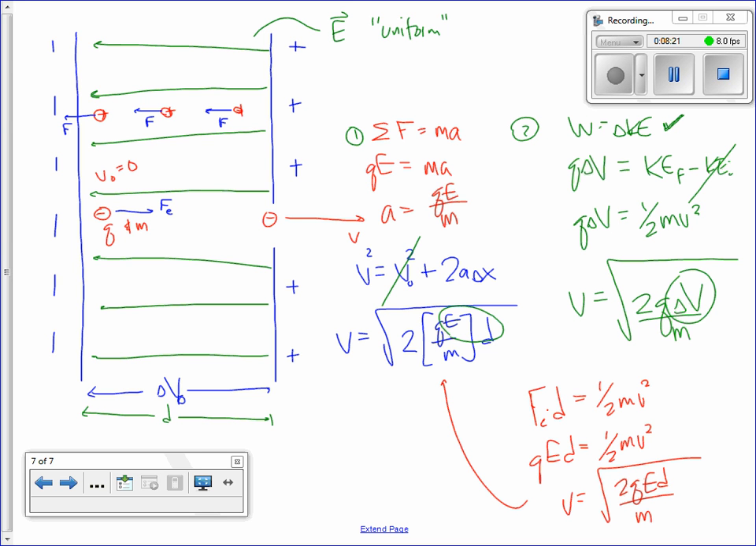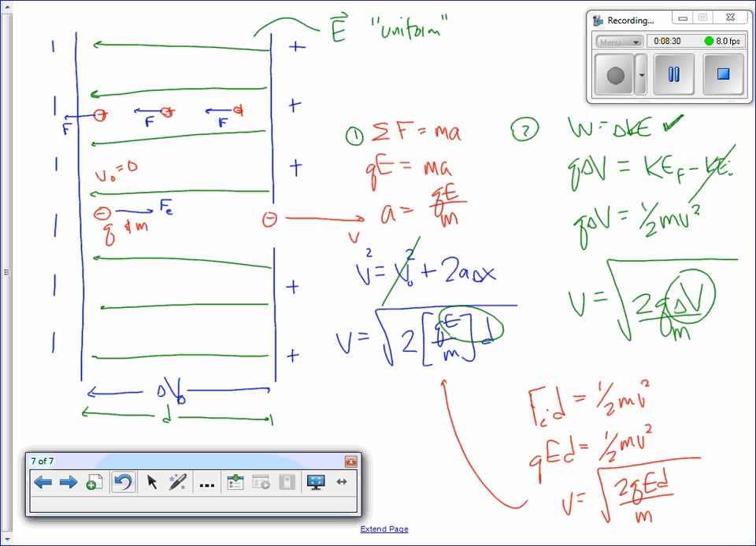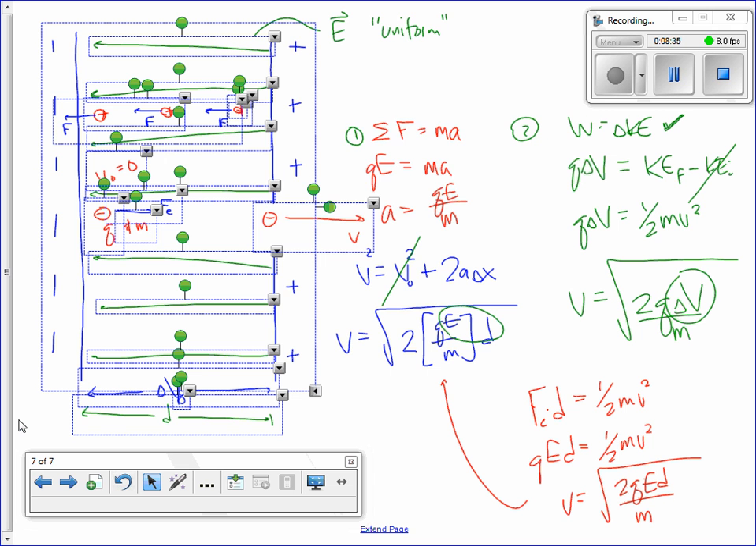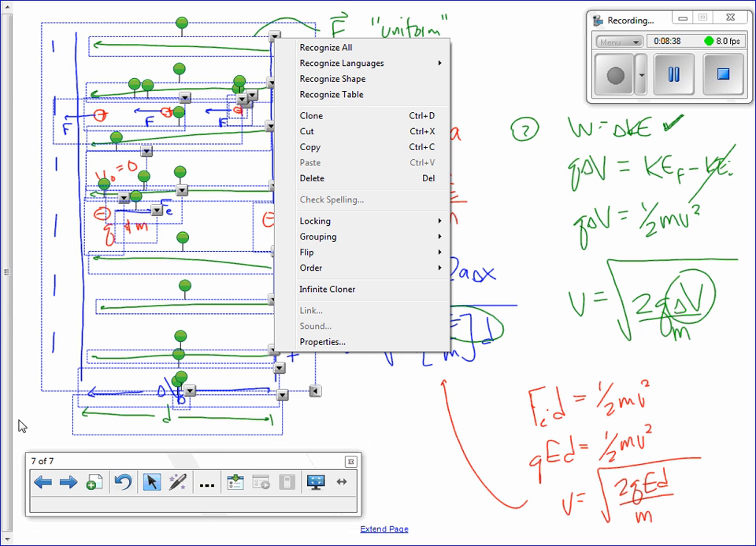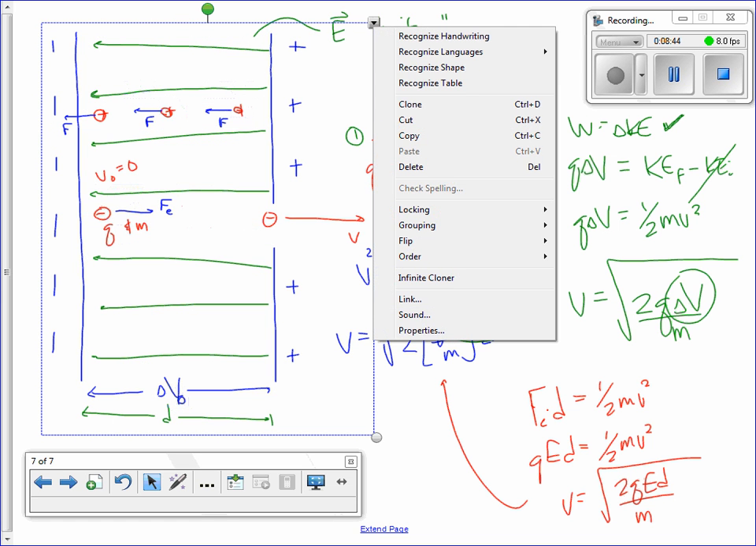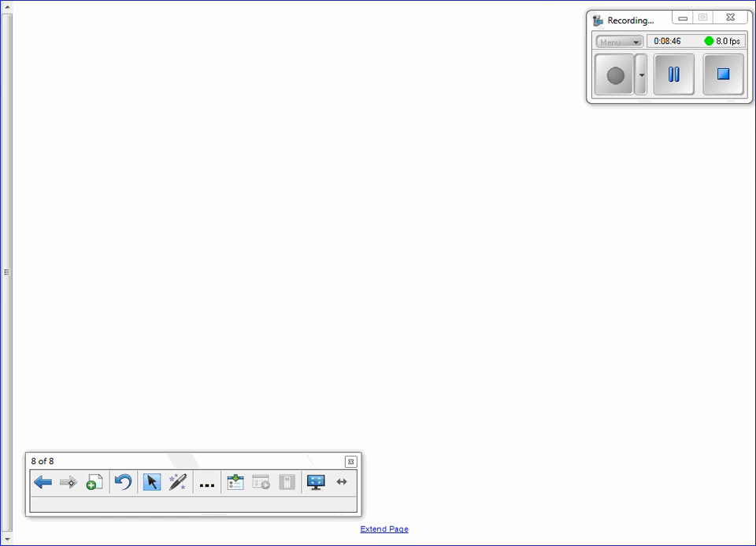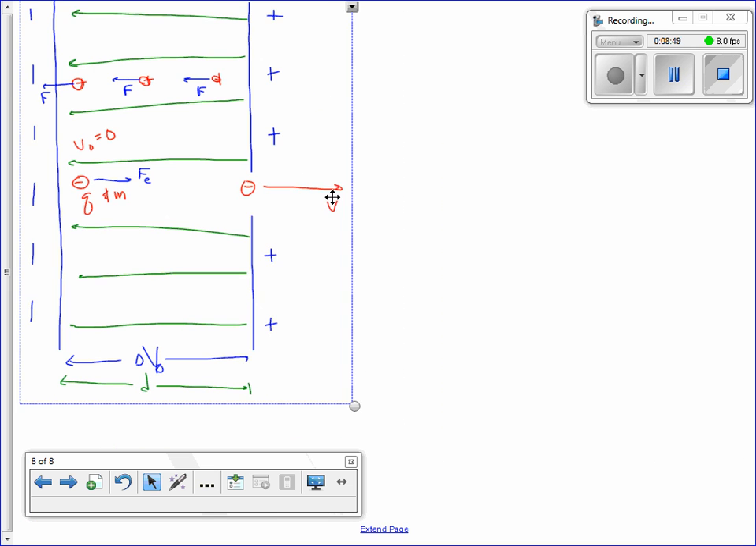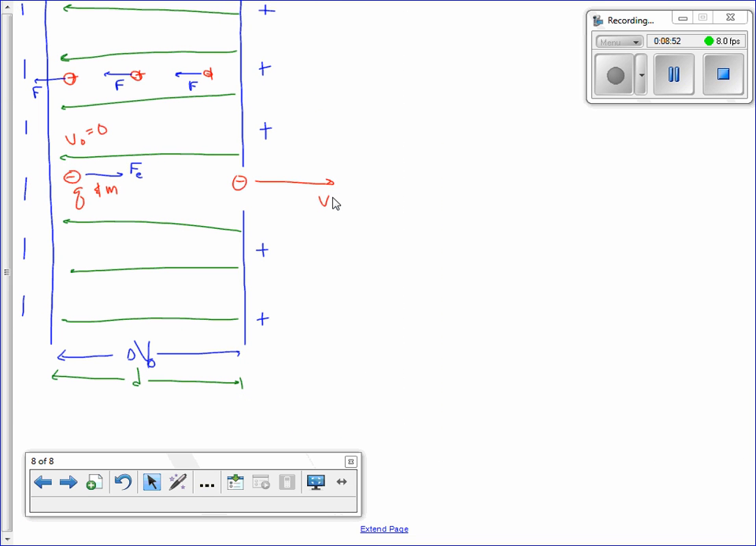Now let's take this whole thing. I'm going to move this whole dealie to a new page group. And then let's copy. Let's go over here. Let's say now that as this thing fires out of here, it enters a field, a uniform magnetic field that looks like this.